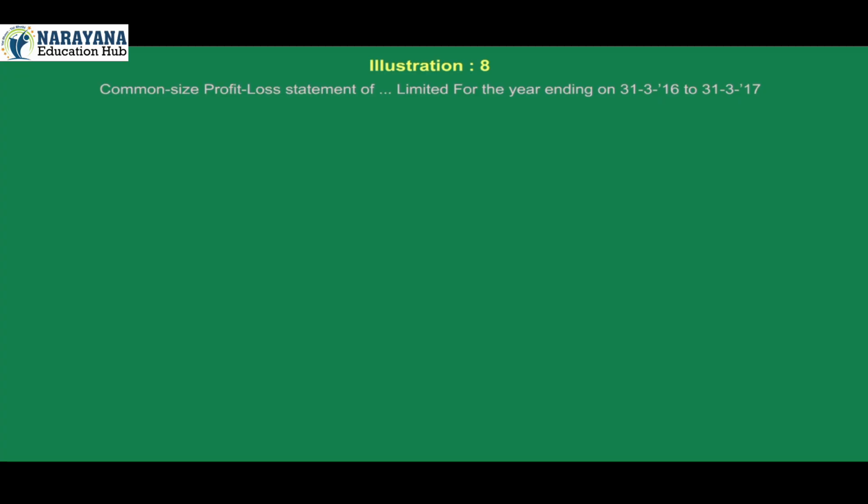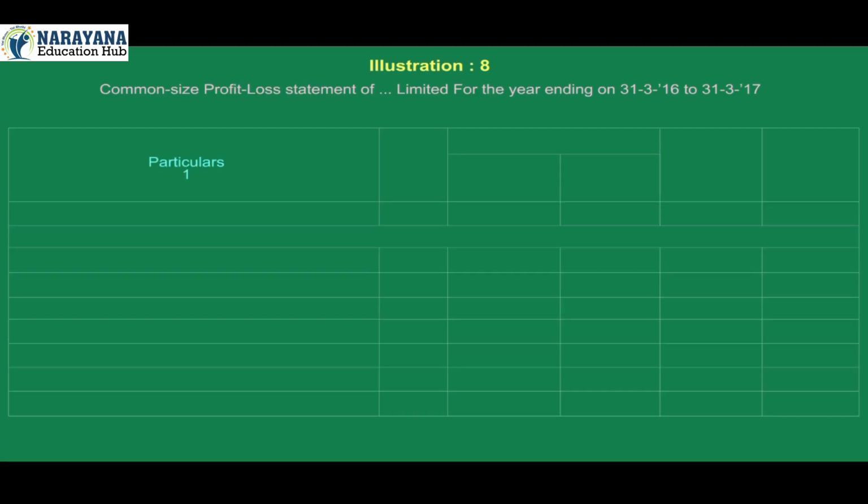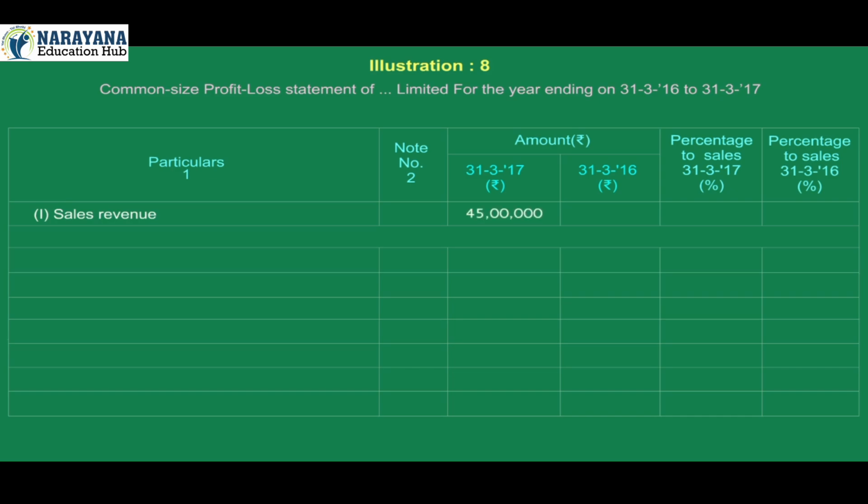Common size profit and loss statement of Dash Limited for the year ending on 31st March 2016 to 31st March 2017. Particulars, note number, amount, 31st March 2017, 31st March 2016. Percentage to sales, 31st March 2017 in percentage, 31st March 2016 in percentage. 1. Sales revenue, 45 lakh, 60 lakh, 100%, 100%. 2. Expenses, 1. Cost of goods, 30 lakh 60,000, 42 lakh, 68%, 70%.